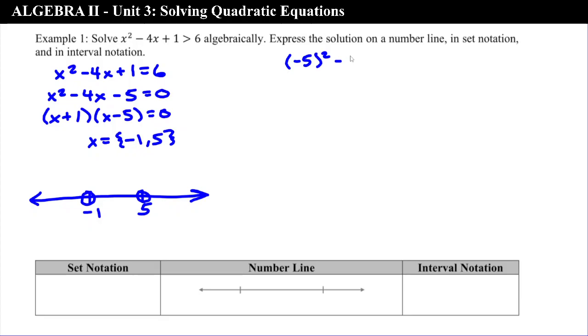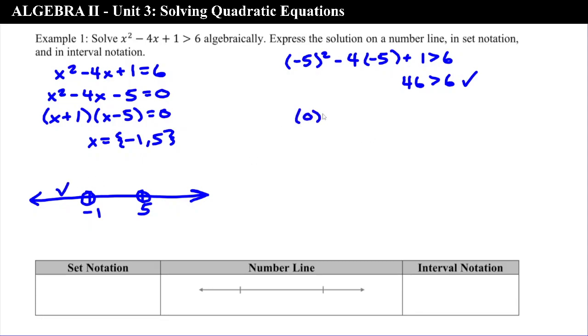We're going to put that back into our original inequality, the one in the original problem. Because negative 5 is less than negative 1, we're testing this part of the number line. When you do the math, you end up with 46 is greater than 6. So that is true. Since that's true, this part of the number line gets to be included.